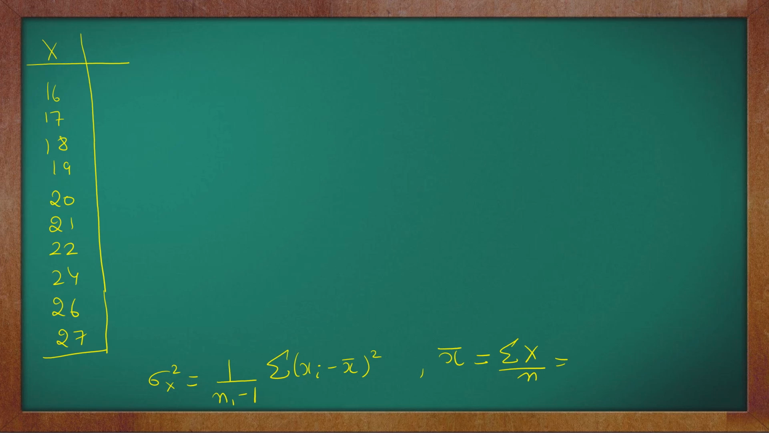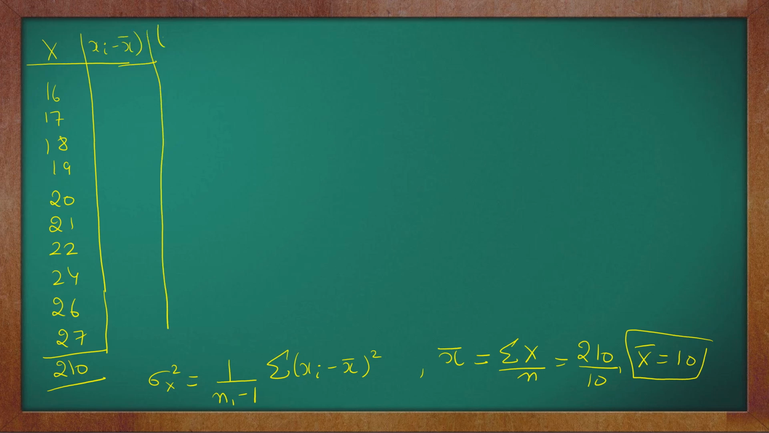So the sum of this one is 210. Total values: 1, 2, 3, 4, 5, 6, 7, 8, 9, 10. So 210 by 10. So what is my x bar? My x bar is done. Okay, so I can calculate now xi minus x bar, and I can also calculate xi minus x bar whole square. So xi minus x bar, 16 minus 10. So x bar we are getting is 21. I have written 10. Make a correction. It's 21.